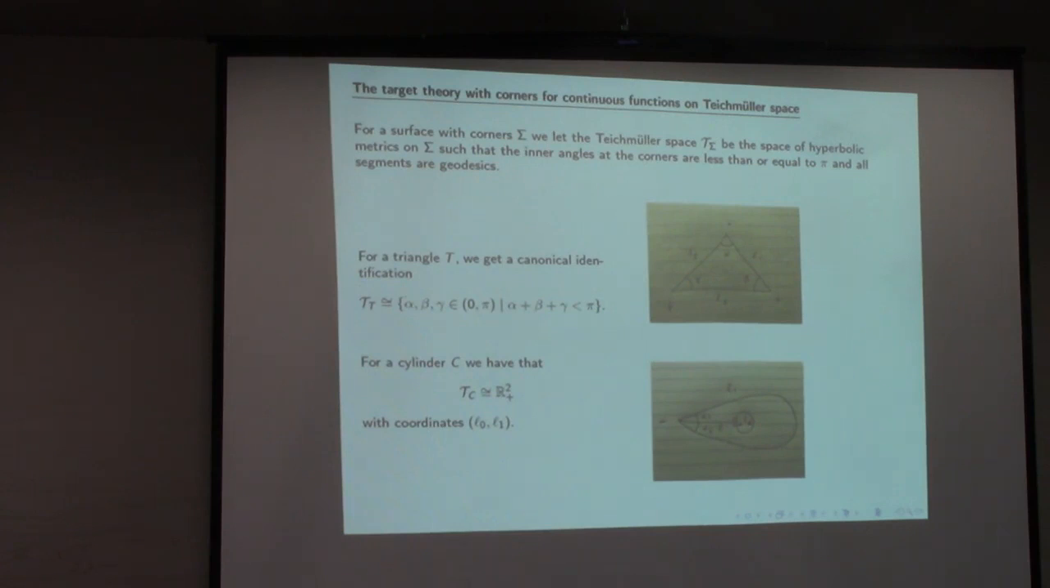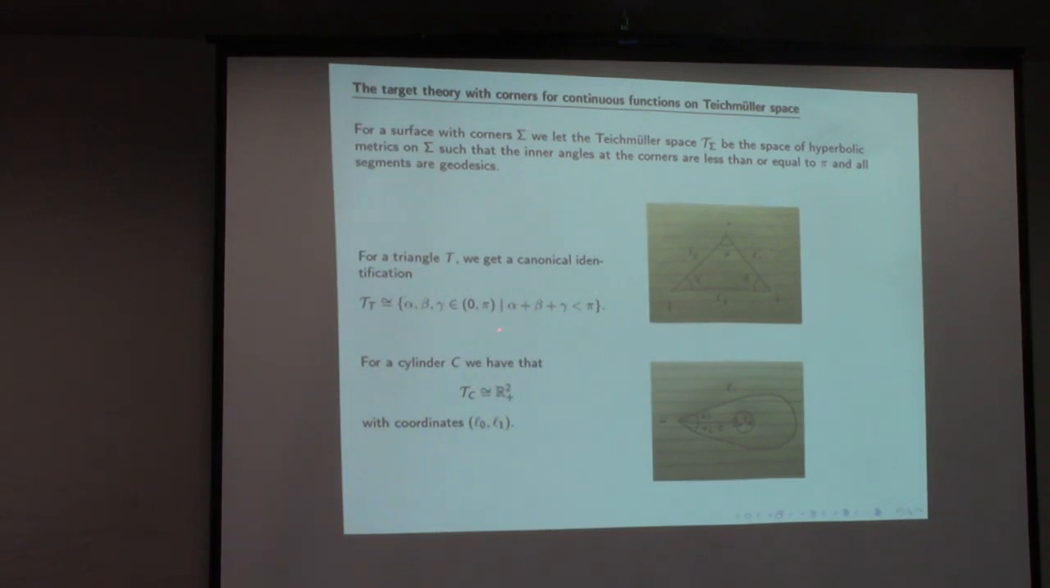So the Teichmüller space I want now is a little simpler, because the Teichmüller space is simply the space of hyperbolic metrics on sigma, such that the inner angles at the corners are less than or equal to pi, and all segments are geodesics. So now I just think about hyperbolic geometry. So, for example, if I look at a triangle, what do I have? Well, I have, for example, the three inner angles here like this, and they can be anything from 0 to pi, but of course, by Gauss-Bonnet, if you want a hyperbolic metric on it, the sum better be less than pi, right? But that's the only constraint. And so Teichmüller space is just that for this triangle. The lengths are determined by the angles.